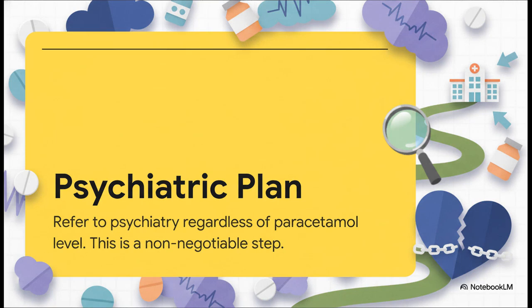Let's be crystal clear about the psychiatric plan. The rule is simple. Every patient who comes in after a deliberate overdose must be seen by the psychiatric liaison team. This is totally non-negotiable. Why? Because the medical issue is just one part of it. We have to address the underlying distress that led to the overdose in the first place, or we're not doing our job to prevent it from happening again.